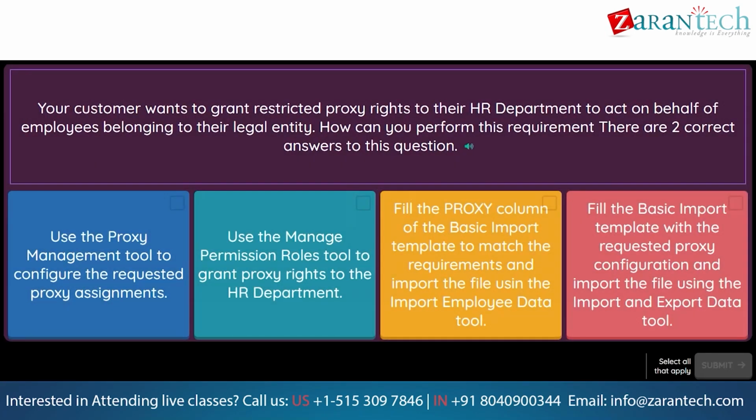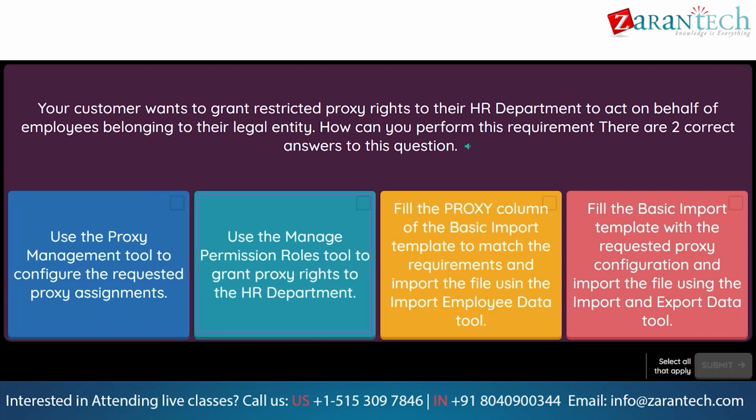Question: your customer wants to grant restricted proxy rights to their HR department to act on behalf of employees belonging to their legal entity. How can you perform this requirement? There are two correct answers to this question. Option 1: use the proxy management tool to configure the requested proxy assignments. Option 2: use the manage permission roles tool to grant proxy rights to the HR department. Option 3: fill the proxy column of the basic import template to match the requirements and import the file using the import employee data tool. Option 4: fill the basic import template with the requested proxy configuration and import the file using the import and export data tool.